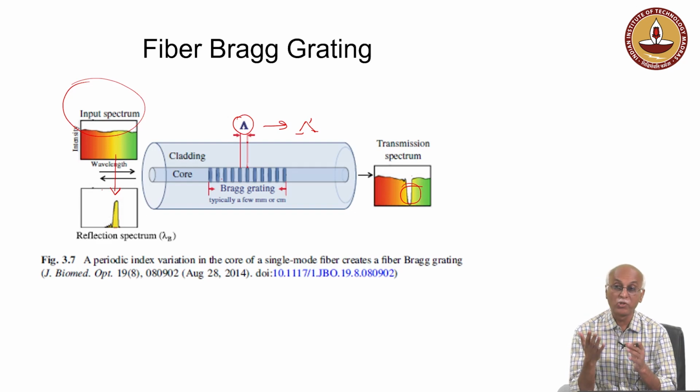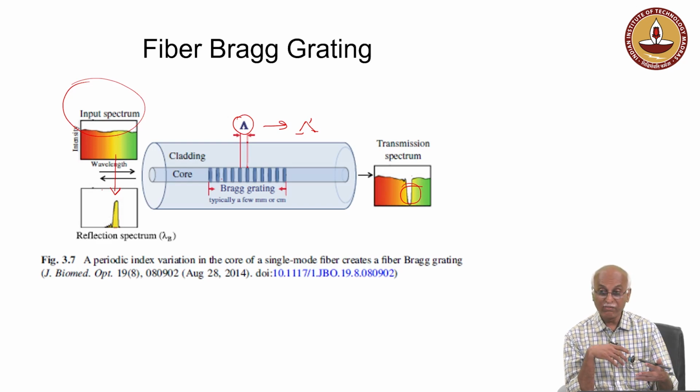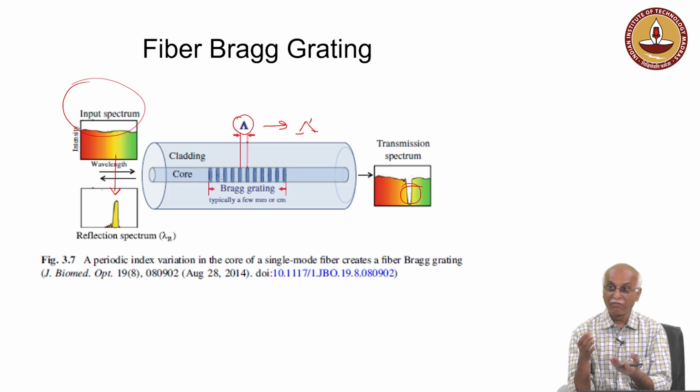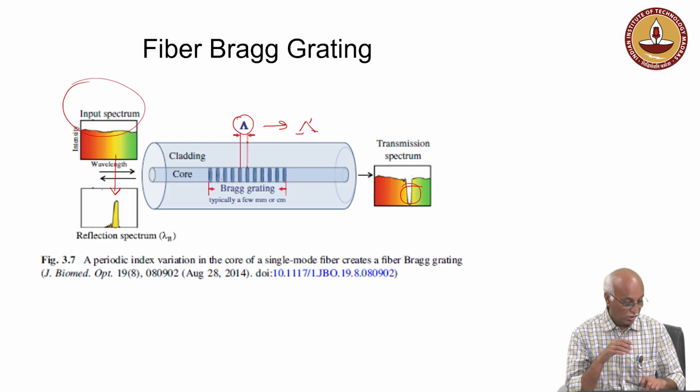So we can capture various such physical measurement parameters indirectly through a phase change, but reflected in terms of intensity change of a particular wavelength. Am I clear?